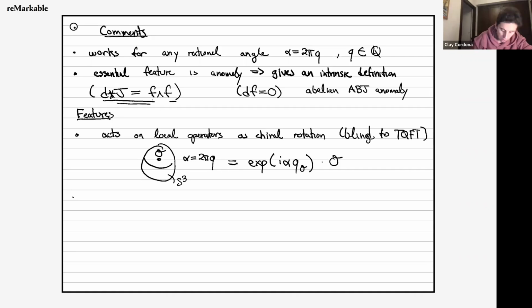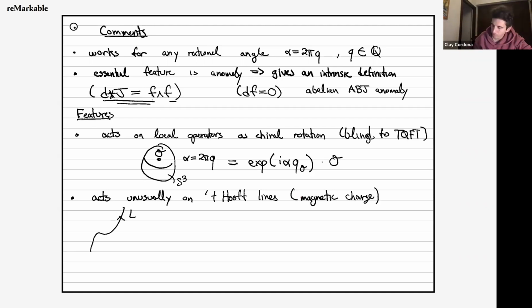But now we see we're going to pay the price for the ABJ anomaly. So it acts very unusually on 't Hooft lines. Remember, 't Hooft lines are world lines of magnetic charge. They're the electromagnetic dual of Wilson lines. So what's that thing? You have a line in space-time, and surrounding this line is a two-sphere. On this linking two-sphere, the integral of F over 2 pi is equal to m, the magnetic charge.